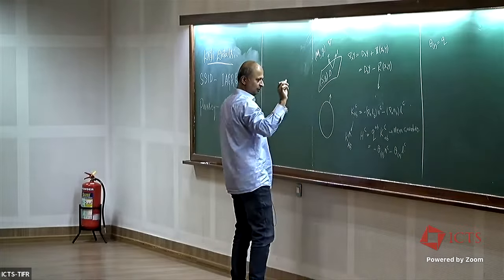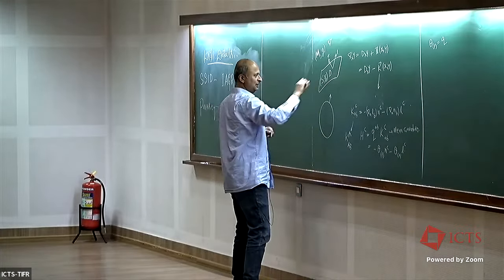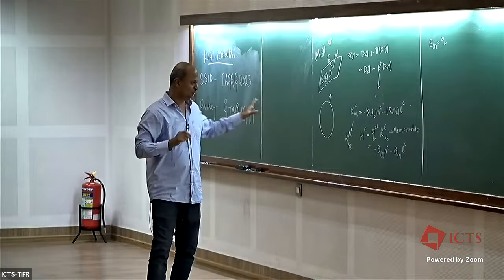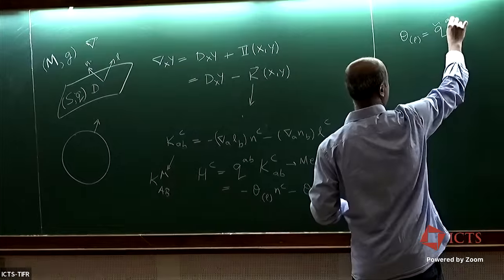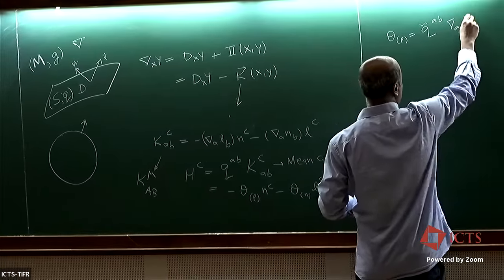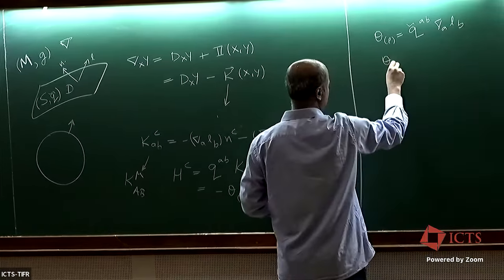We just, sorry for the confusion, let's call it Q tilde. You'll see why. Tomorrow we'll always use this 2-metric with a tilde. So this is Q tilde AB. And theta of n.